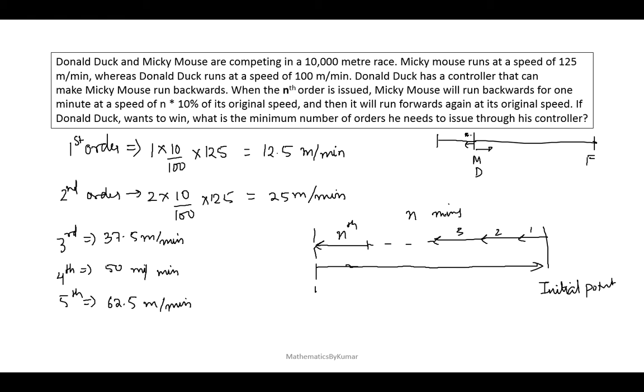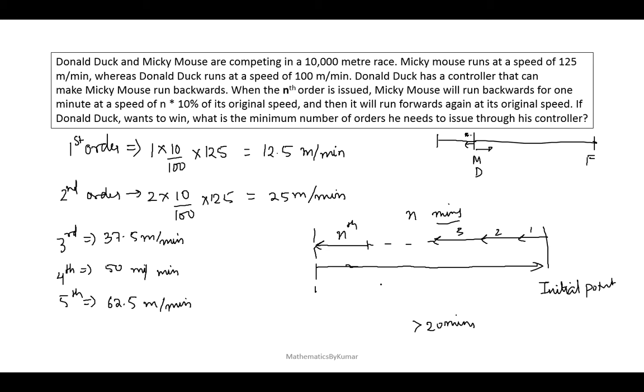N minutes has already gone. Now what Donald wanted is that the total time Mickey takes from the initial point to go back and come back to the initial point should be greater than 20 minutes. Because if that is equal to 20 minutes, they will be reaching at the same time.